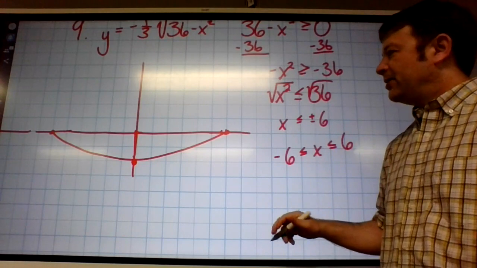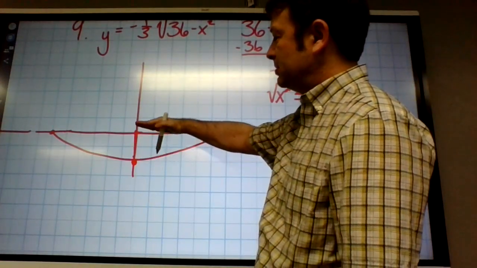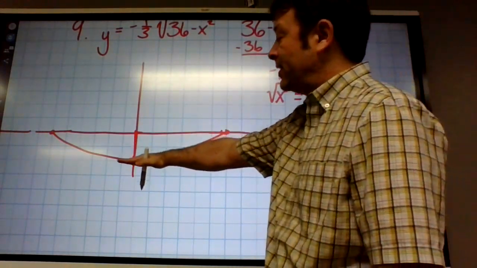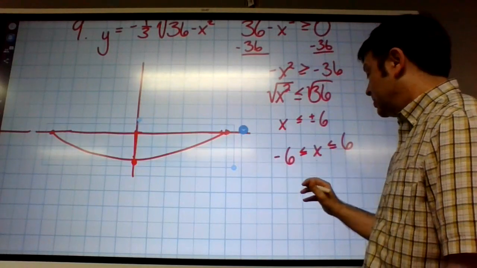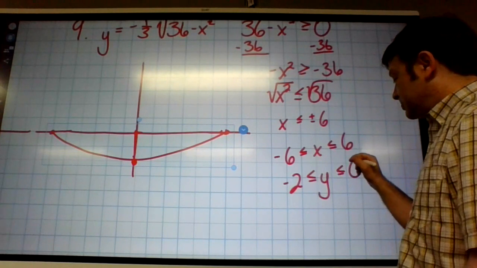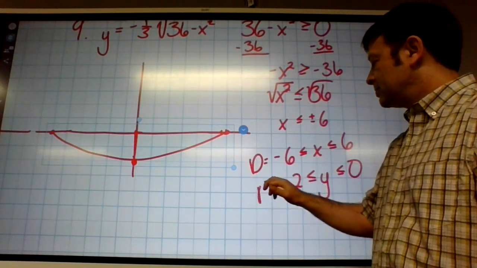And what is the range? Between -2 and 0. The lowest y value is -2, the highest y value is 0. So -2 less than or equal to y less than or equal to 0. Domain.